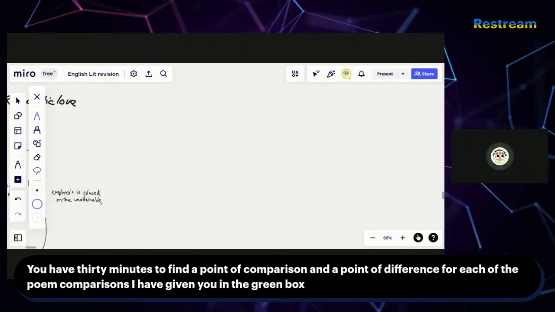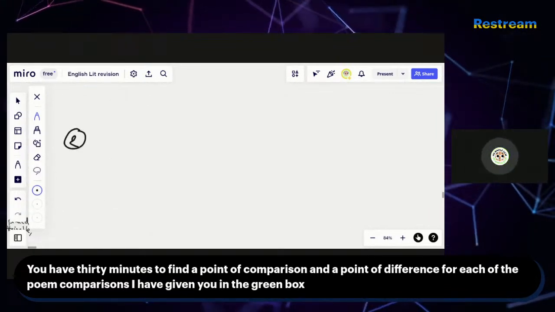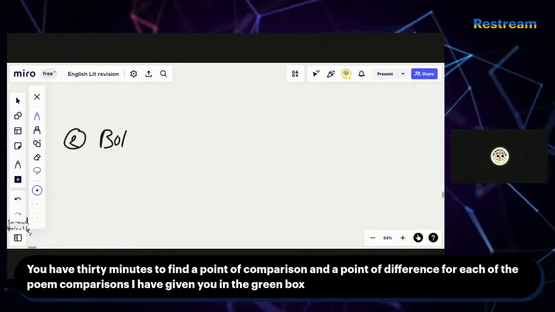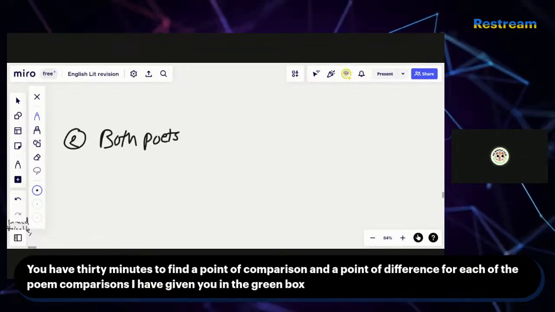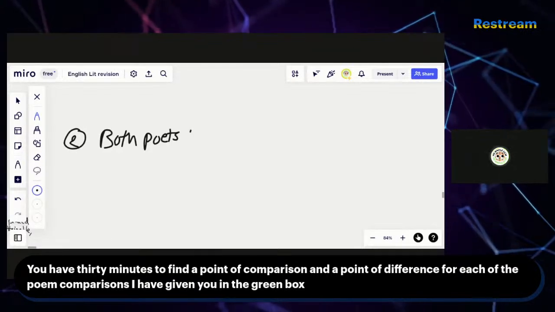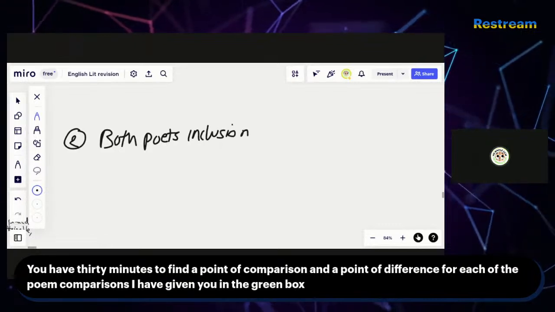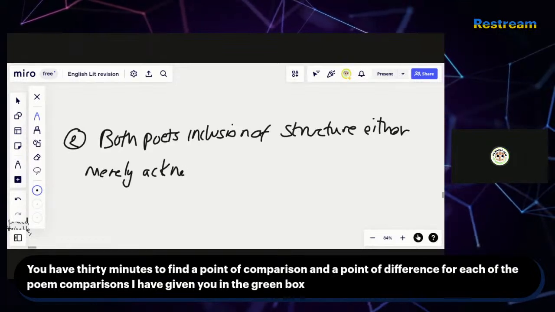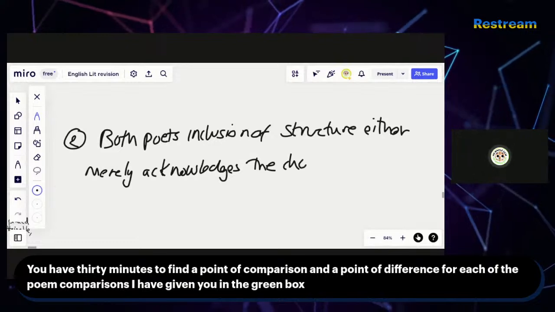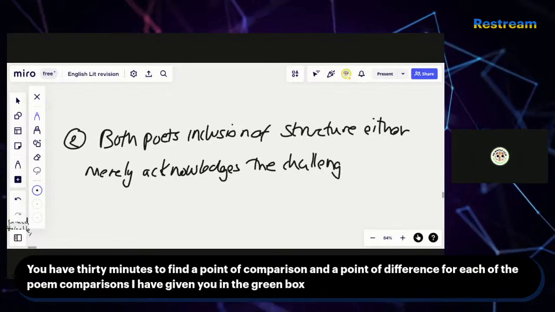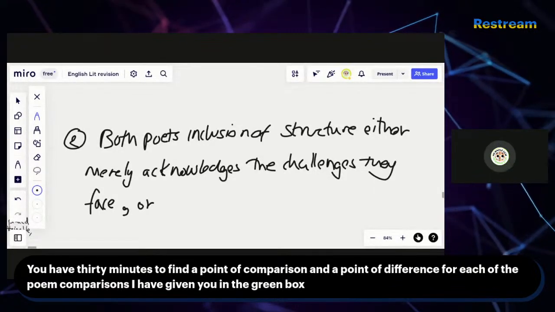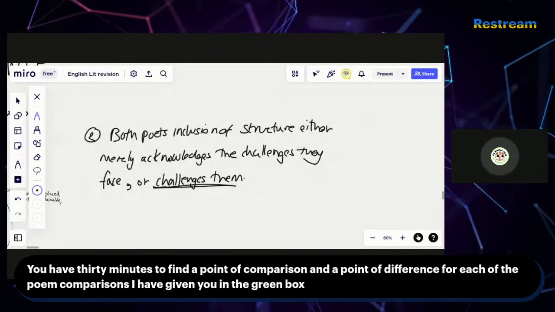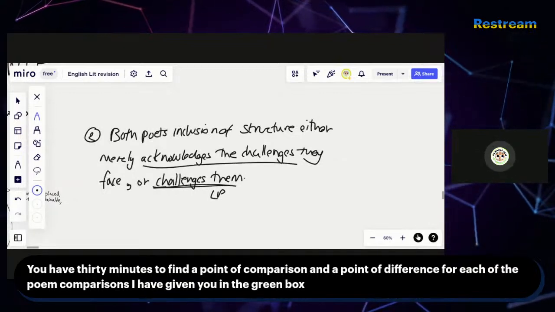Now we have our second line of argument, or second topic sentence, which is that both poets' alternate use of structure either acknowledges the boundaries or challenges them. Both of the poets' inclusion of structure either merely acknowledges the challenges they face, or challenges them. So we definitely see that challenging them is part of Love's Philosophy, and the acknowledging of the challenges is part of When We Two Parted.